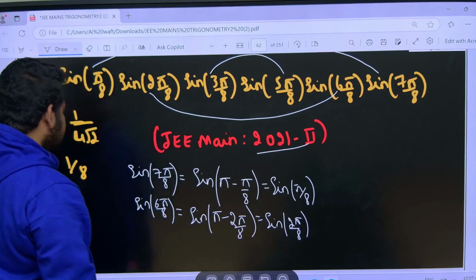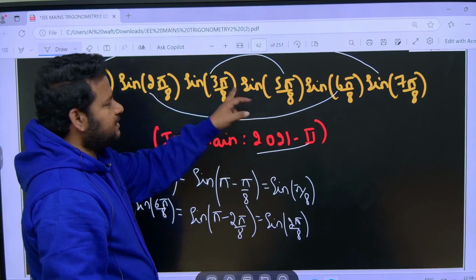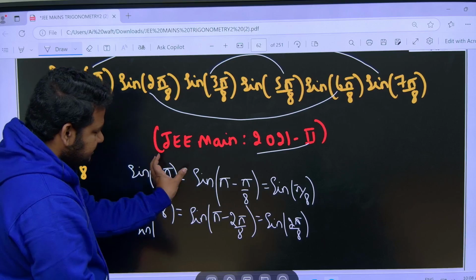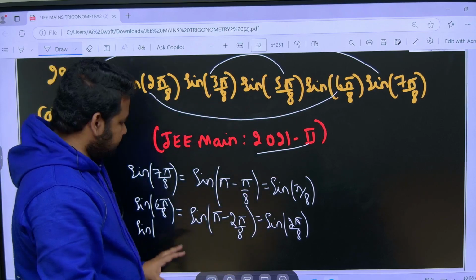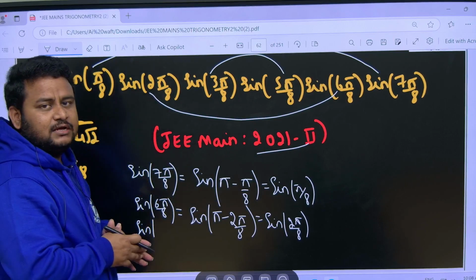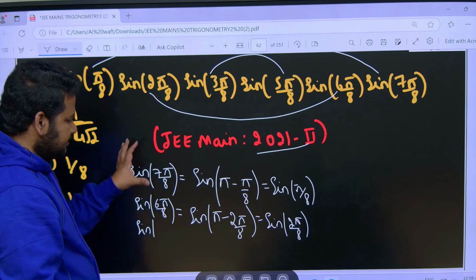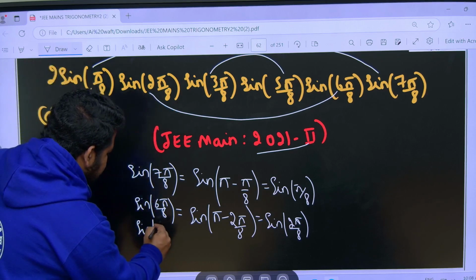Okay. So similarly, sin 3 pi by 8 and sin 5 pi by 8. Once you decipher this, directly you can substitute the values and solve the question. But I am writing this because we have to cater to the needs of every student so that they understand in detail. Some of the students may not be able to catch it if I write the steps directly. So I am writing these steps.